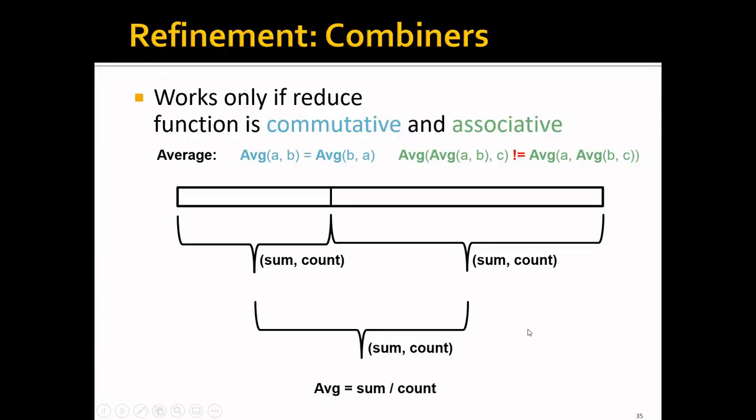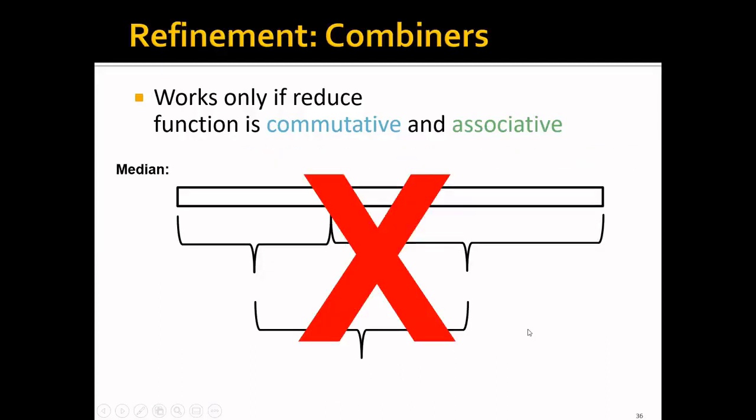Unfortunately, there are some operations that are actually hopeless. They are not commutative and associative, and there's no workaround. For example, median. In fact, you can mathematically prove that there is no effective combiner you can write for the median operation.